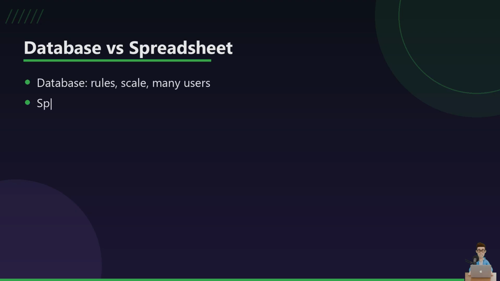So think of it as a trade-off. The spreadsheet is the friendly notebook you grab for a quick list. The database is the vault, more setup, but it protects your data and serves thousands of people without blinking. Pick based on how big and how serious the job is.